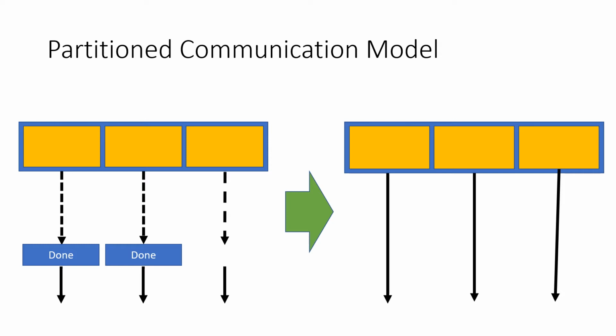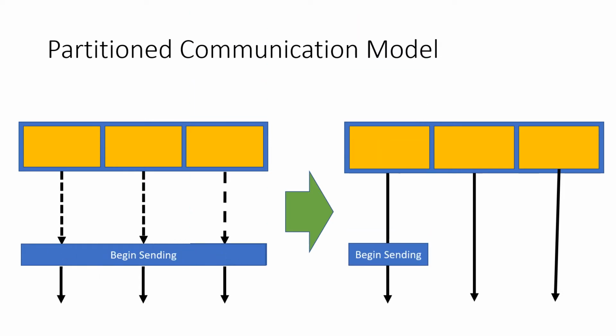The shared buffer communication model is where a buffer is shared among a certain number of threads. Each thread has a specific portion and they are responsible for that portion. In the usual model, each thread would complete their portion, as seen here on the right, but they would have to wait for the last portion to complete before they could actually send.